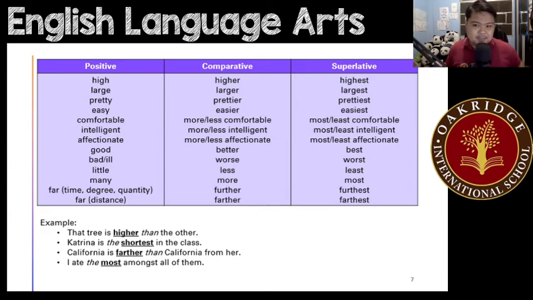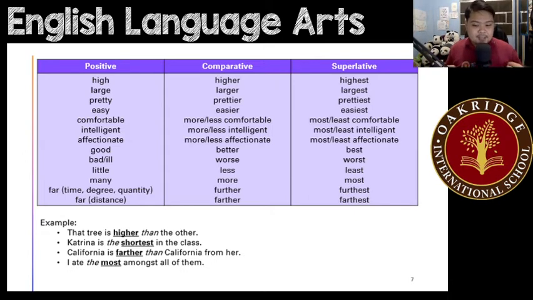Okay, so examples. That tree is higher than the other. Katrina is the shortest in the class. California is farther than California from here. Here, that's supposed to be here, not her. I'll change that later on. And I ate the most amongst all of them.